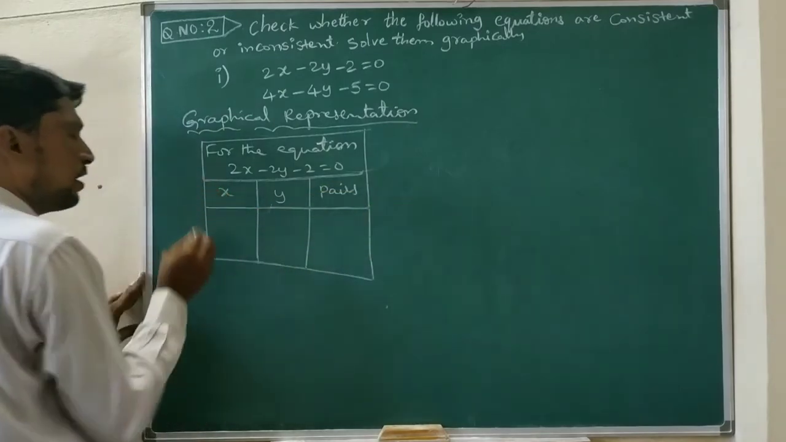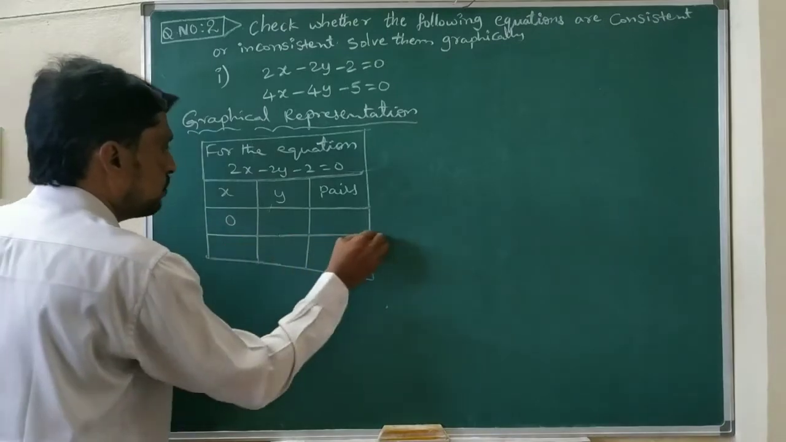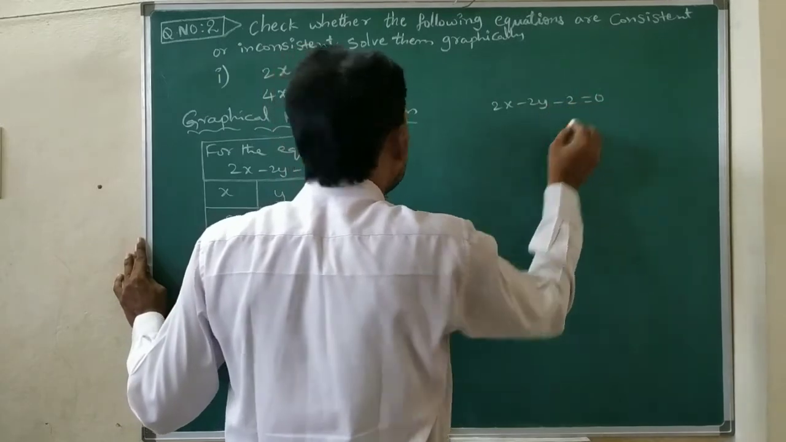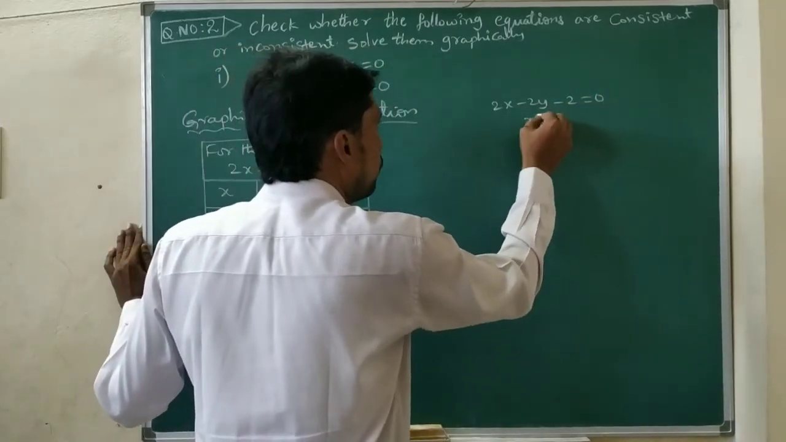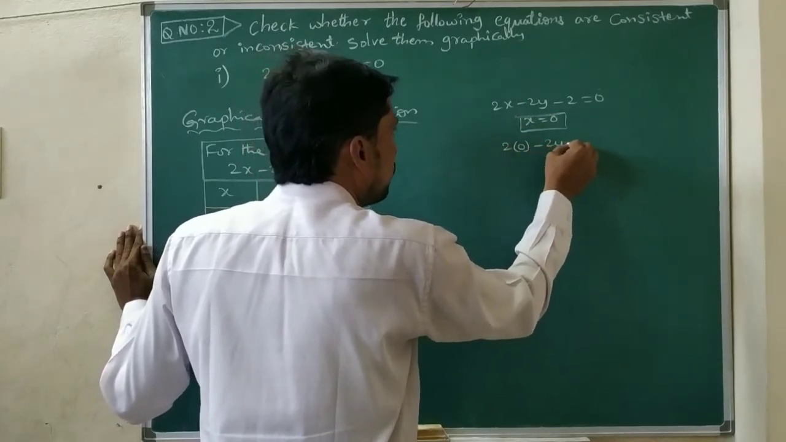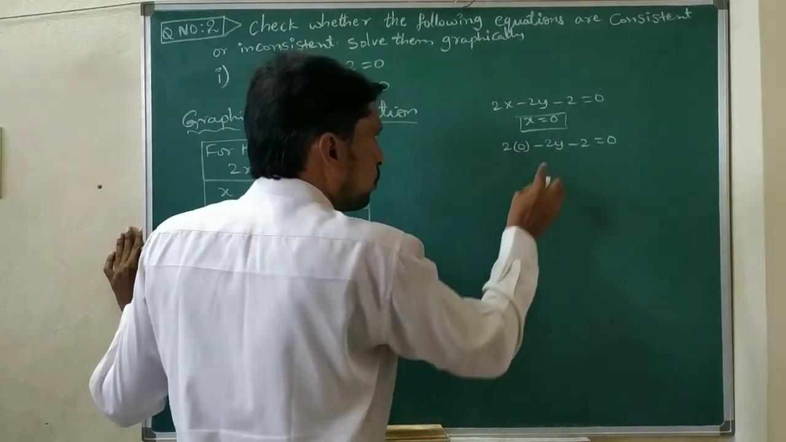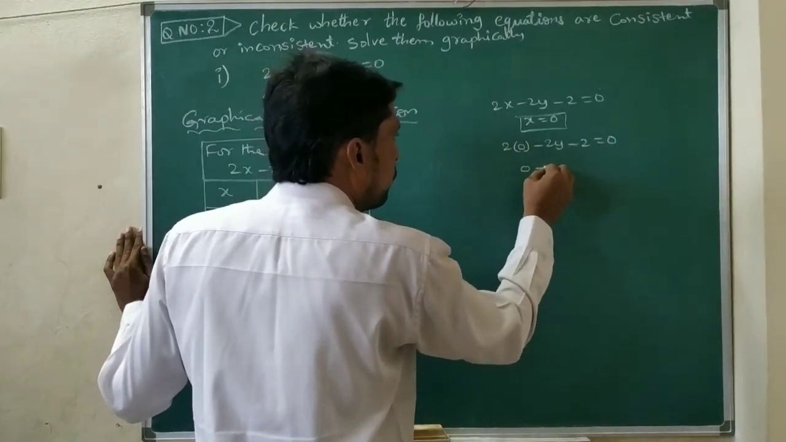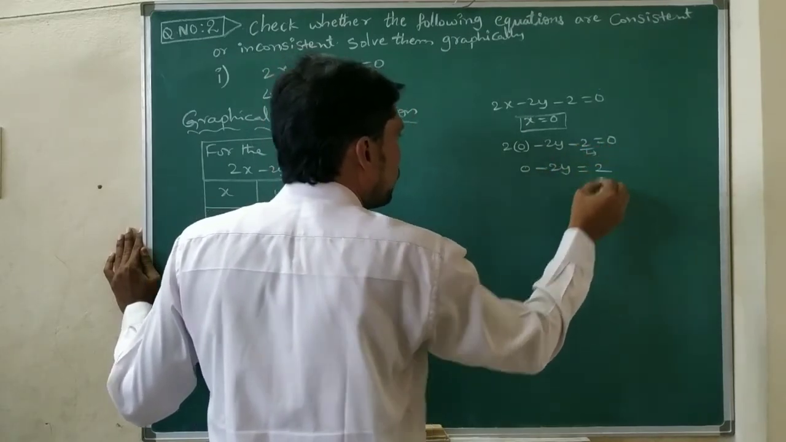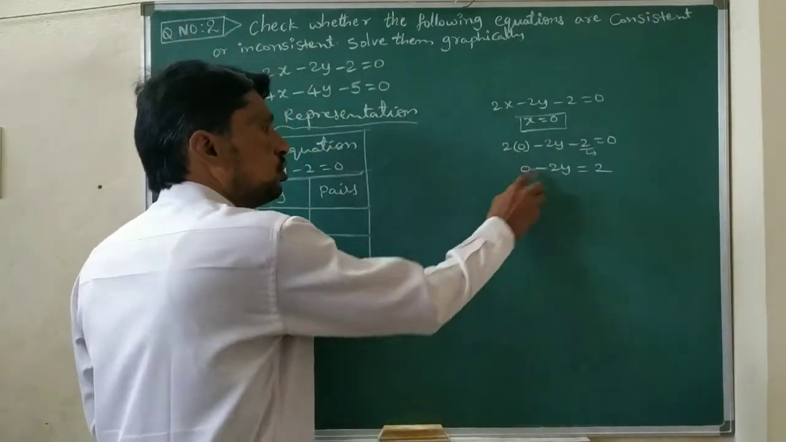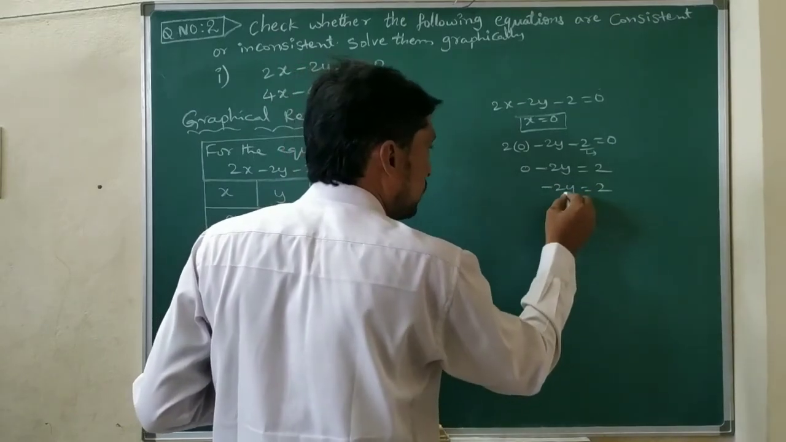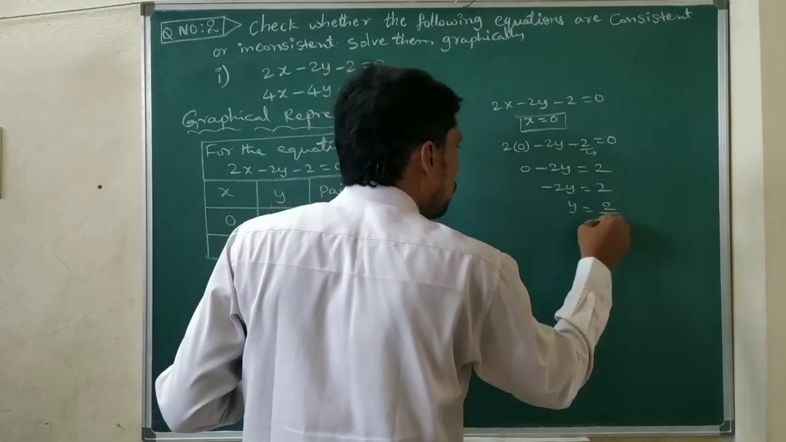So x value first I am taking, assuming 0. So given equation 2x minus 2y minus 2 equal 0. The x value you can put 0 first. So x value we are taking 0 means 2 into 0 minus 2y minus 2 equal 0. So in this, 2 into 0 is 0, minus 2y, and this minus 2 you can transpose to the right. So transposing to the right, minus 2 becomes plus 2. 0 minus 2y, that is minus 2y equal to 2. This minus 2 you can transpose here, so y equal 2 by minus 2.